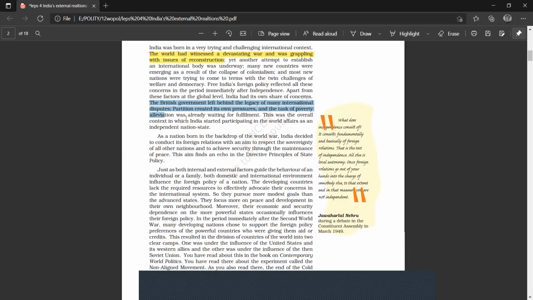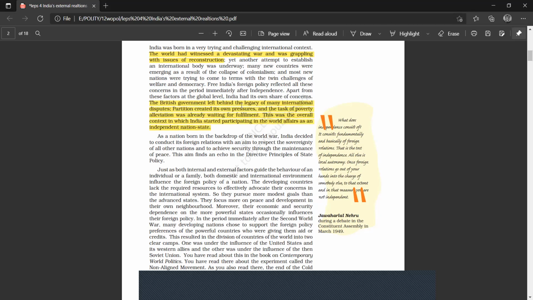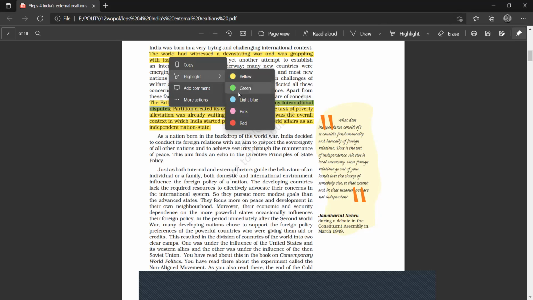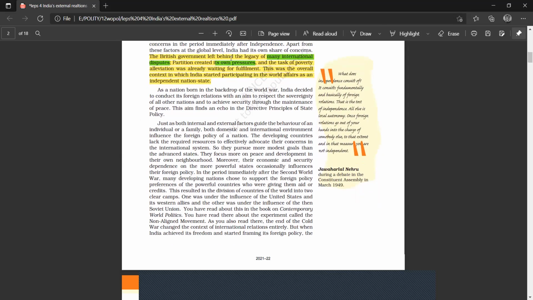So here we can understand that these are the things that we have to make sure we understand, what we were dealt with. These are the cards that we were dealt with. The British government left behind a legacy of many international disputes that were present. The partition created its own pressures and division in society. And finally, the task of poverty alleviation was already waiting for fulfillment. So these three things are important, and we can note these down.